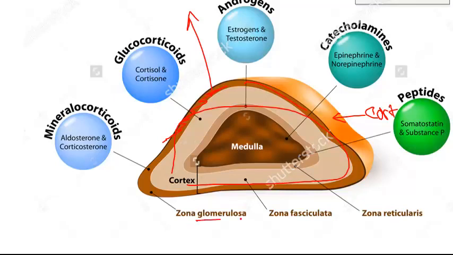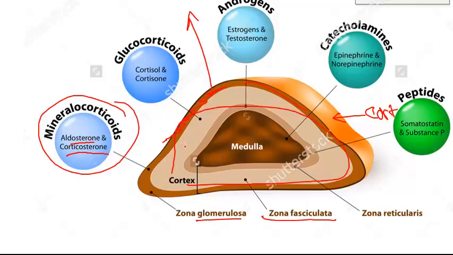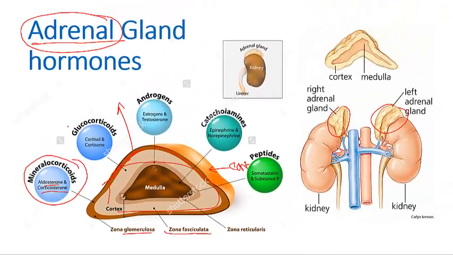One is zona glomerulosa, which secretes mineralocorticoids. Mineralocorticoids involve aldosterone and corticosterone. These are the types of hormones that they secrete. The second one, zona fasciculata, starts secreting glucocorticoids and androgens together. Glucocorticoids and androgens.